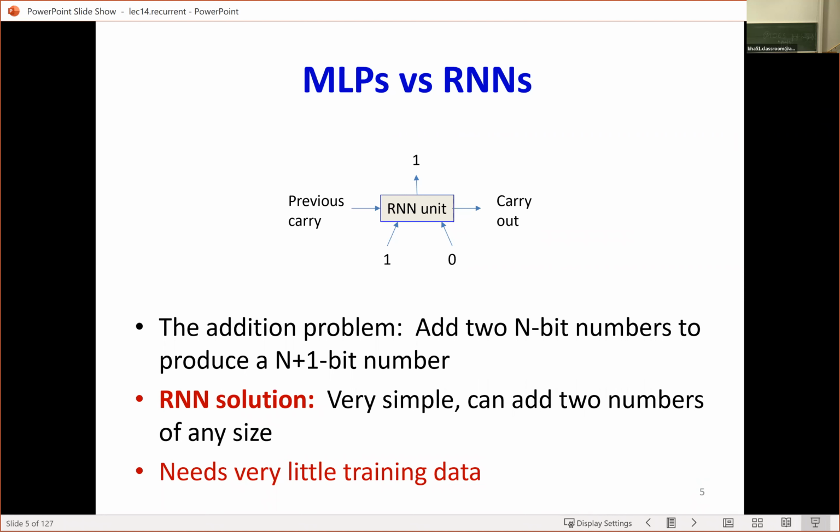And you can see what is happening. I'm adding it 1 bit at a time. And at each point, you're taking in the carry from the previous bit and the two current bits. And this will generalize. It can add numbers of any size. So you can see that this notion of recurrence can actually be carried to models and problems where you didn't think of recurrence as a natural component of the model.